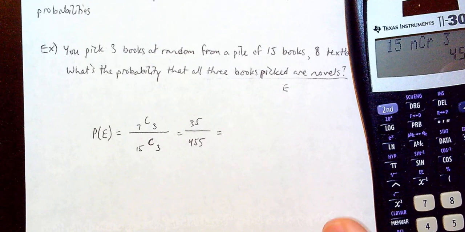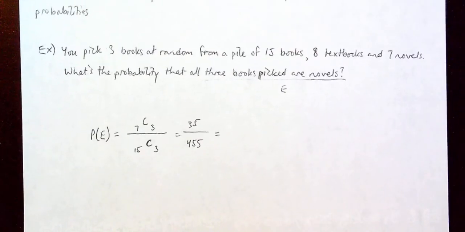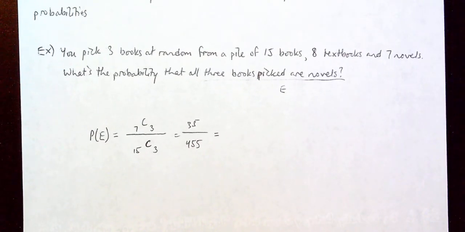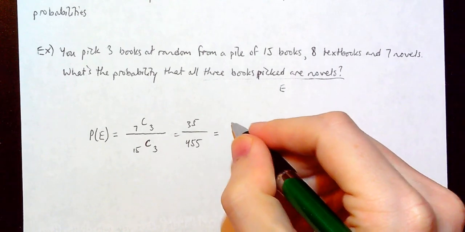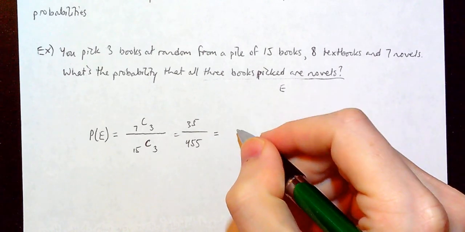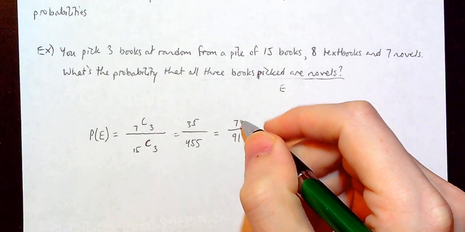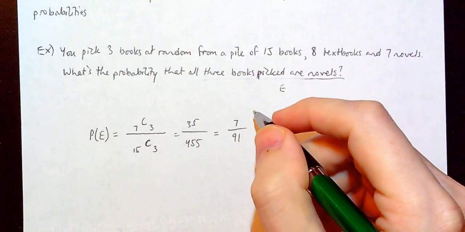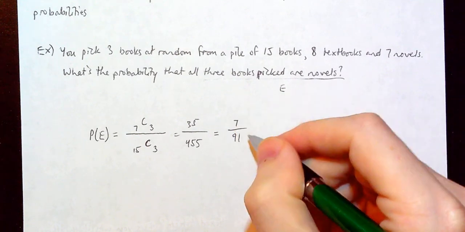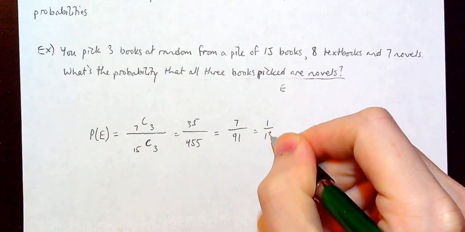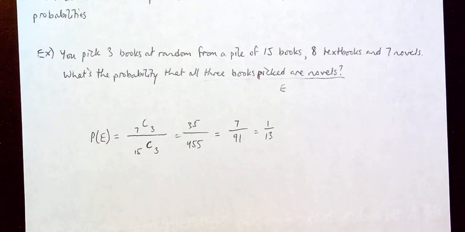So the probability that all 3 books that are picked are novels is 35 over 455. Again, typically we simplify these things as much as possible, and that is 7 over 91, or also 1 over 13. So we have a 1 in 13 probability that the 3 books we picked in this case are novels.